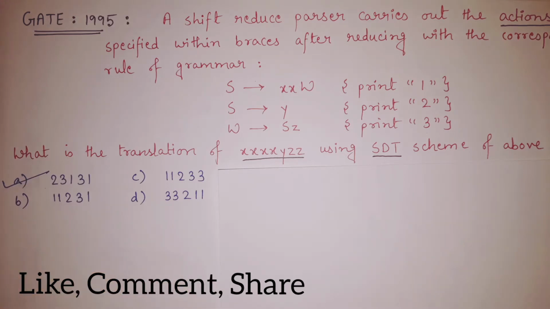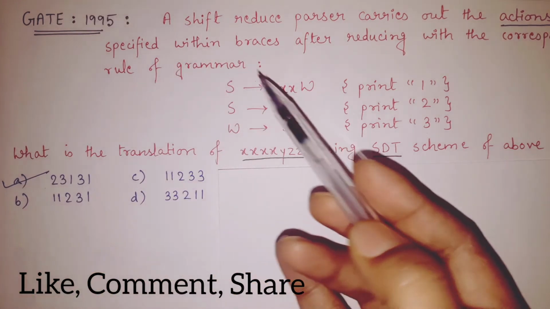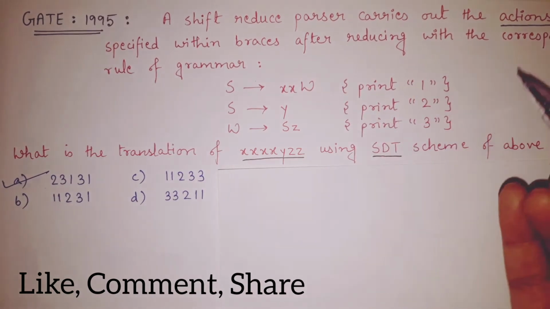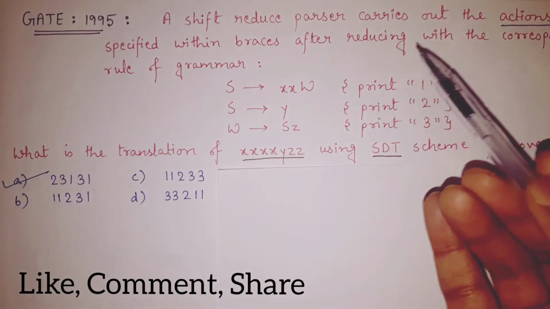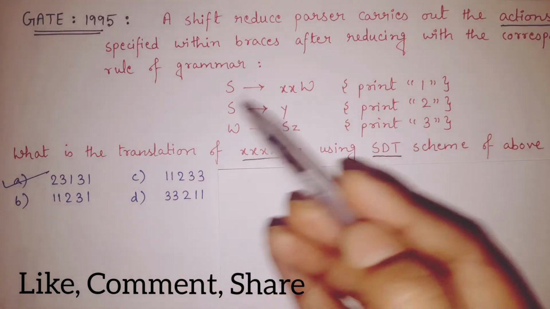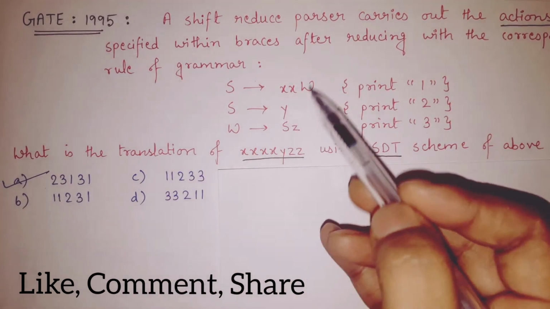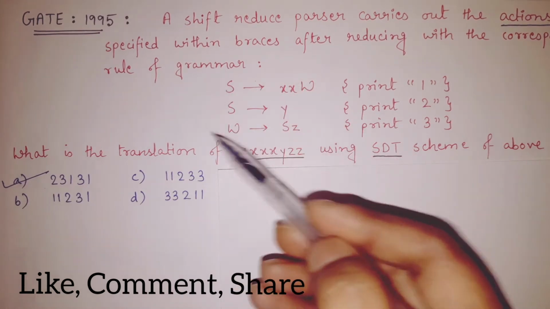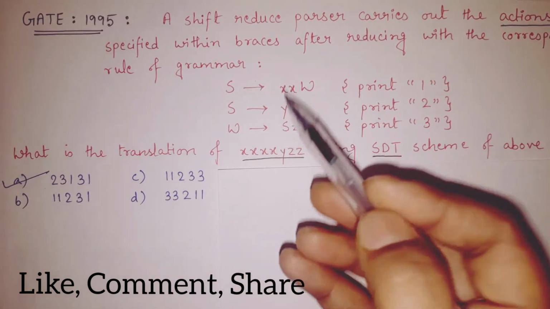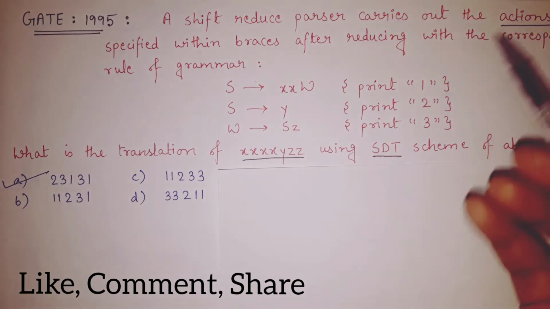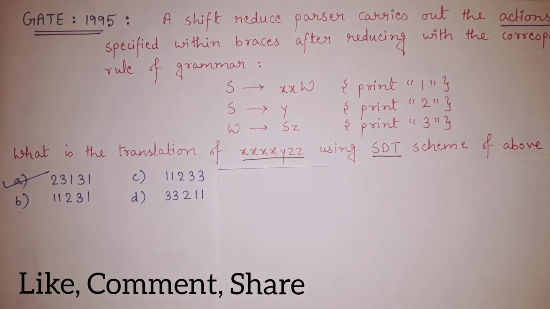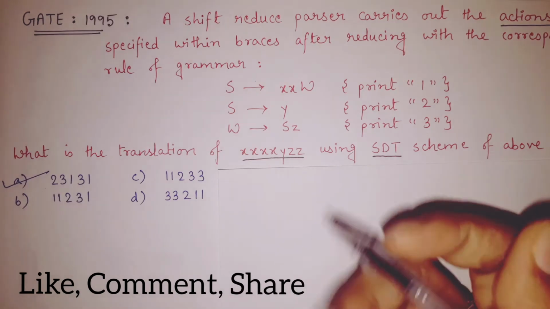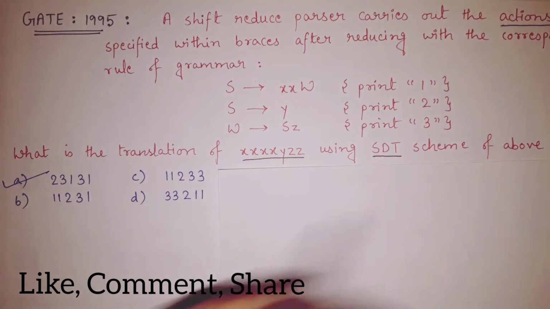What is the question given to us? A shift reduce parser carries out the actions specified within braces after reducing with the corresponding rule of grammar. Fine. So this is a grammar given to you, and along with the grammar you can see the actions, right? Actually, this grammar along with the actions is known as SDT, that means syntax directed translation.